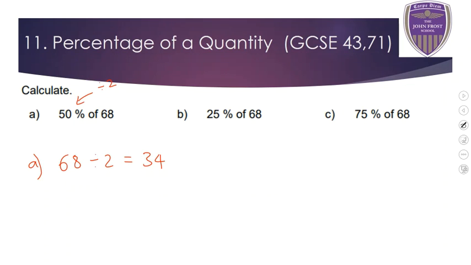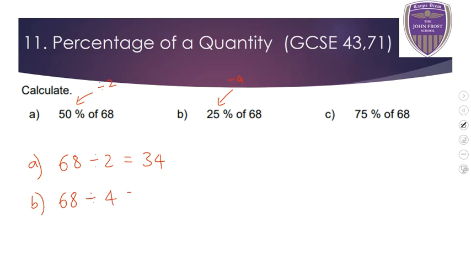Okay. For question B then, it says 25% of 68. So 25% is divided by 4. Well, that's the same as dividing by 2 twice. So lots of people remember 50% is half and 25% is half again. So either do 68 divided by 4 or just half it twice, makes no difference.